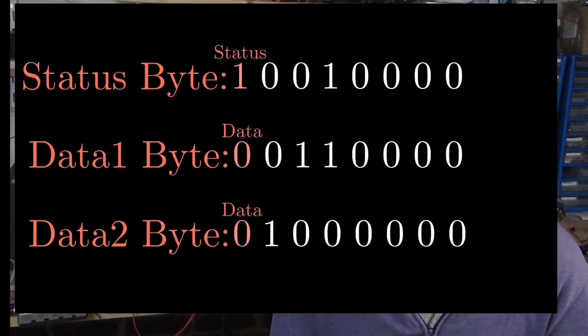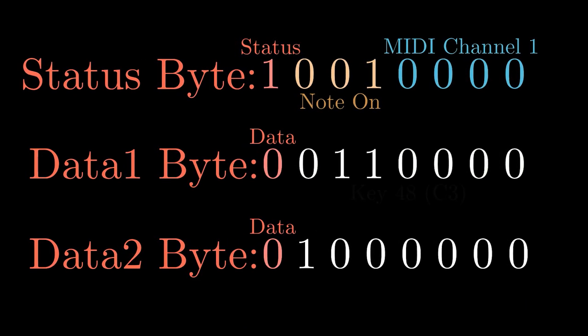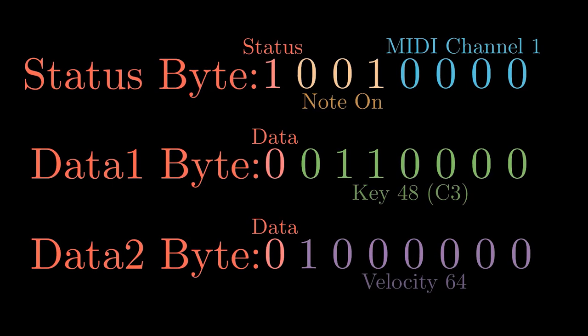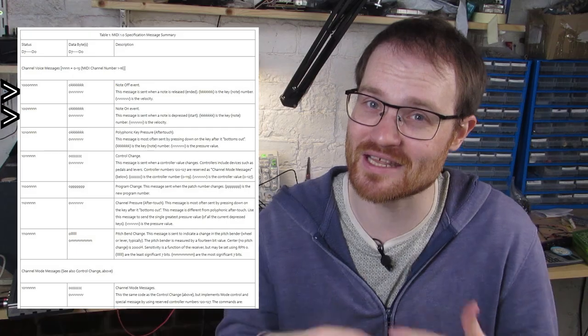By looking at all of this information, we can decode what type of message we've received, what MIDI channel it was on, which note was pressed, how hard it was pressed. So because we're just doing MIDI to CV, we're going to strip all of that back and just focus on note on and note off messages on one channel, but it's trivial to expand this, and we will do in future videos.